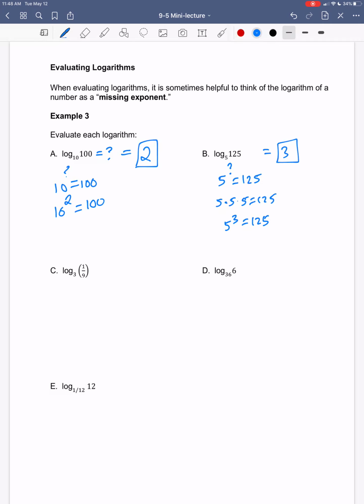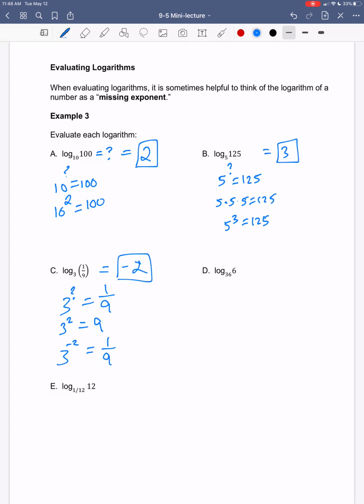In this one, we'd have 3 to what power equals 1/9. Well, I know 3 to the second power is equal to 9, but that's not exactly what I have here. I need the reciprocal. Remember, for a reciprocal, I need a negative exponent. So 3 to the negative 2 would be 1/9. And so this logarithm is equal to negative 2.